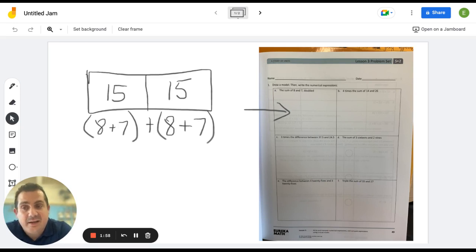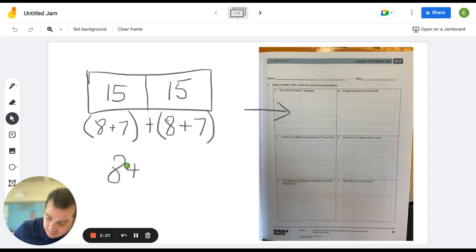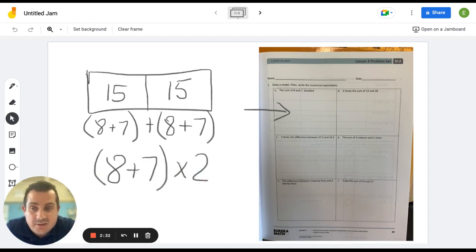But I'm just going to leave it like that because it's not asking me to solve it. So it's 8 plus 7 plus another 8 plus 7. All right, and I just showed up here that it would be 15 plus 15, which we know would give us 30, but it's not asking me to solve it right now. So that would be my numerical expression, 8 plus 7 plus another 8 plus 7. Or we did 8 plus 7, and we could multiply it by 2, because doubling it is timesing something by 2 or adding a copy of itself.